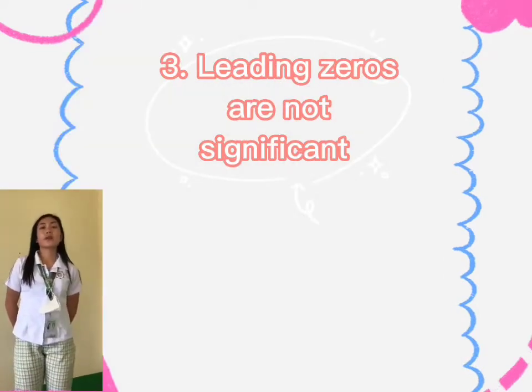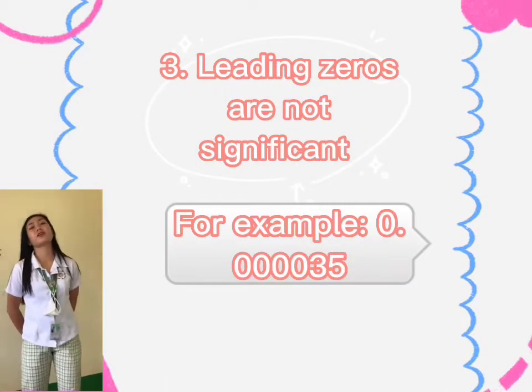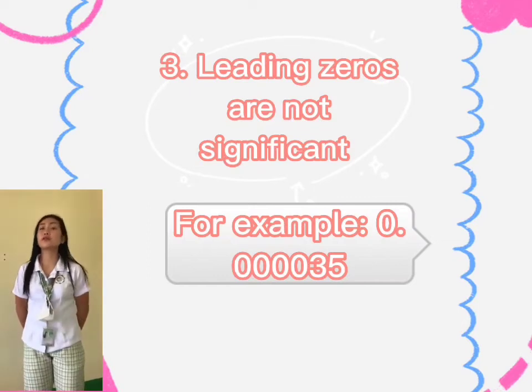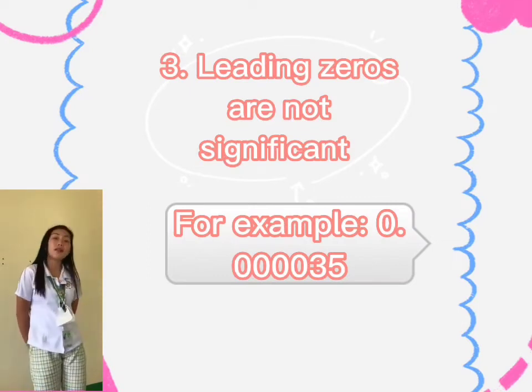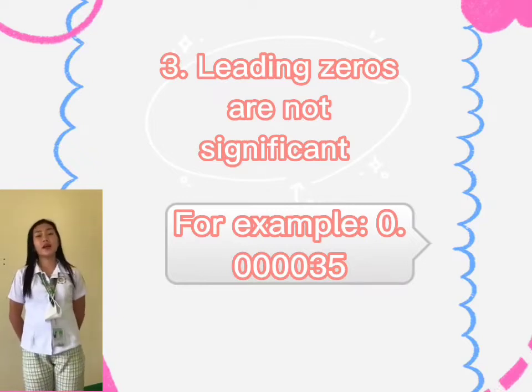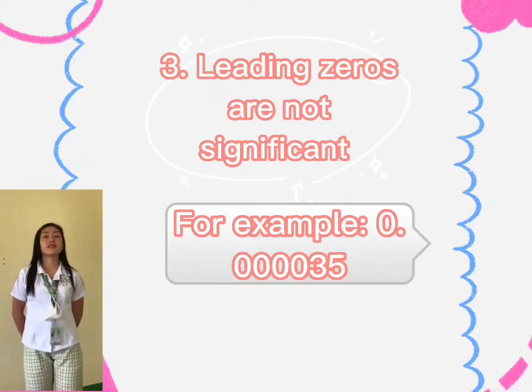Rule number 3: leading zeros are not significant. For example, 0.00035. There are only 2 significant figures, only the 3 and 5, because the rule says again that leading zeros are not significant.